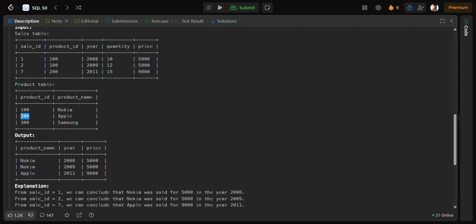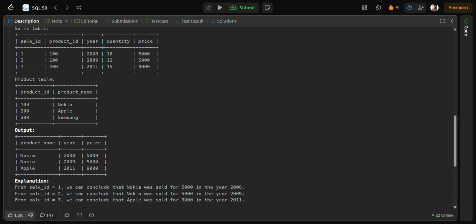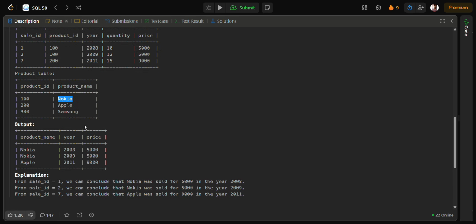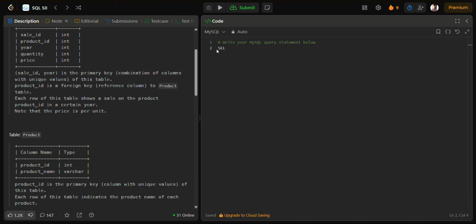When we connect these records using the product IDs, we can easily match the product names with the sales data. As a result, we get a clear report showing that Nokia was sold in 2008 and 2009 for $5,000, and Apple was sold in 2011 for $9,000. This is exactly the output we need to produce. Now, let's understand how we solve this using SQL in a fully descriptive manner.